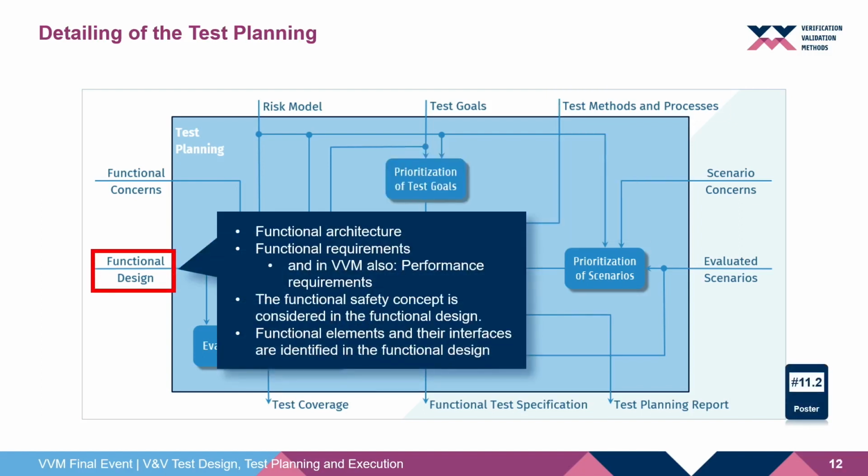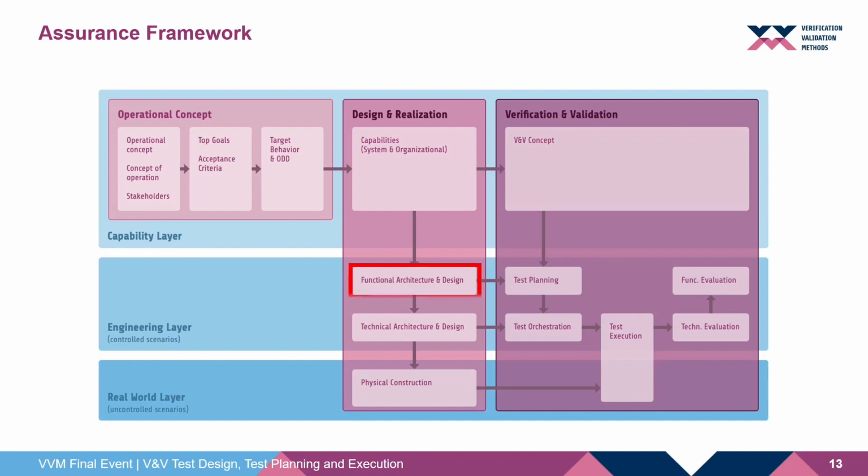So, with this said, I now come to the other main part of my talk, dealing with the functional design, meaning the functional architecture, and what this really means, what is hidden behind that, and why this is such a crucial part of the inputs into the test planning. Again, just to remind you that we are still located here on the engineering layer, that we are now talking about this main input here, receiving information from the capabilities and transforming it into a functional design.